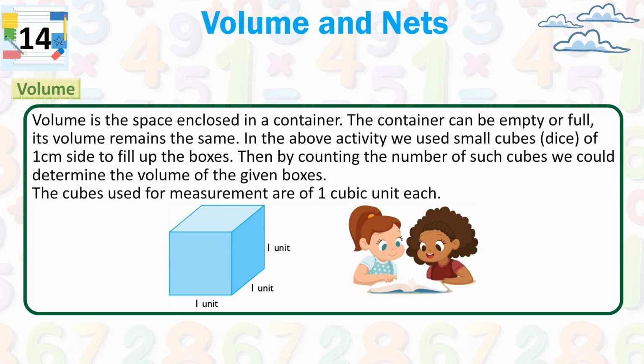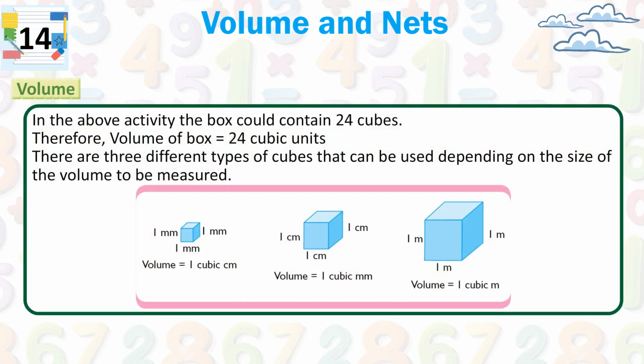1 unit, 1 unit, 1 unit. In the above activity, the box could contain 24 cubes. Therefore, the volume of the box is equal to 24 cubic units. There are 3 different types of cubes that can be used depending on the size of the volume to be measured. 1 millimeter: volume is equal to 1 cubic millimeter. 1 centimeter: volume is equal to 1 cubic centimeter. 1 meter: volume is equal to 1 cubic meter.